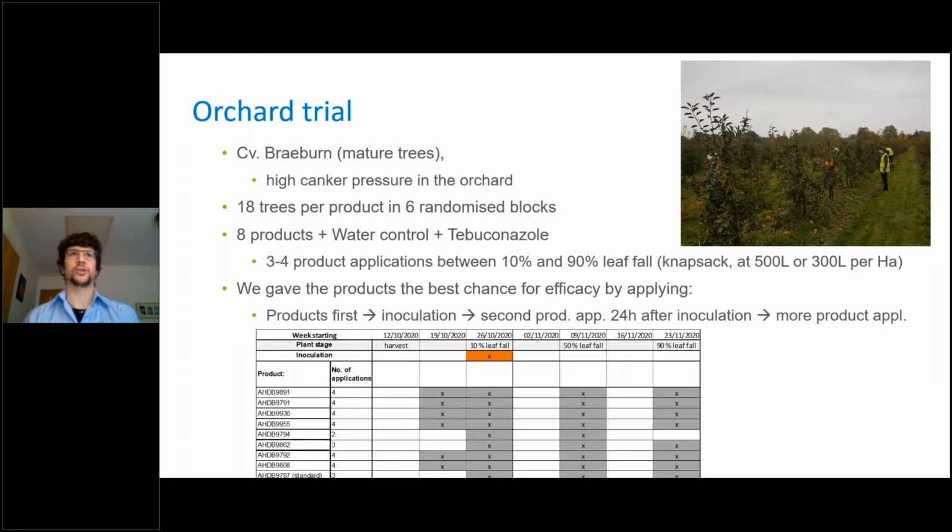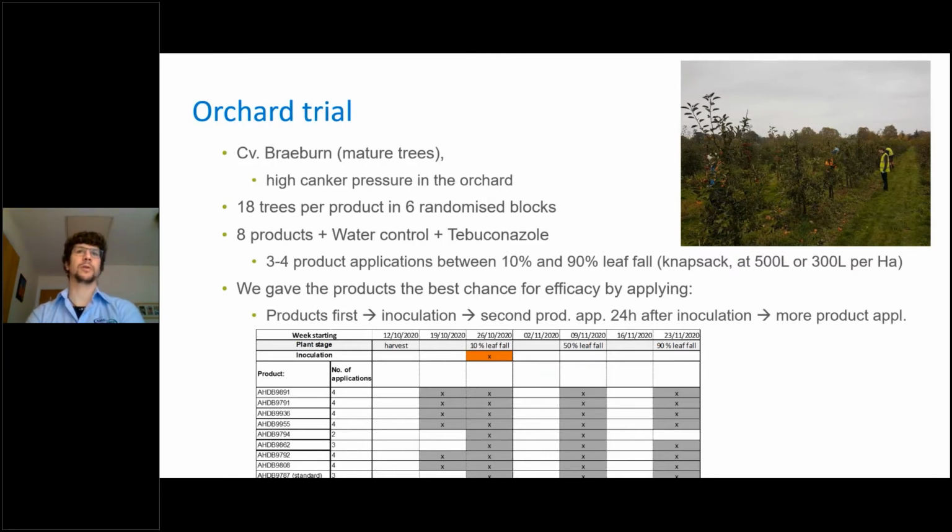For the orchard trial, we have Braeburn mature trees, and we have very, very high canker pressure in this orchard. This is a Braeburn and Gala orchard, and all the Gala trees are severely affected, and most of the Braeburn trees have a few cankers on them as well. We have a large trial with 18 trees per product in 6 blocks, and we have 8 products plus water plus the tebuconazole standard. And we are applying products as you would in the autumn to prevent leaf scar infections.